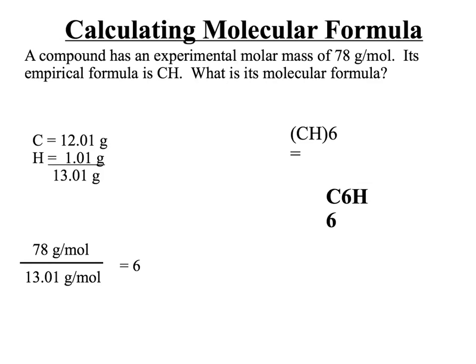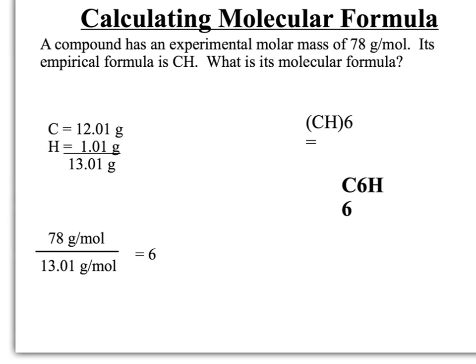Let's look at one additional example of this problem. A compound has an experimental molar mass of 78 grams per mole. Its empirical formula is CH. What is its molecular formula? Well, the first thing we're going to do is calculate the molecular mass of our chemical compound. We have one carbon weighing 12.01, one hydrogen weighing 1.01, total molecular mass 13.01.